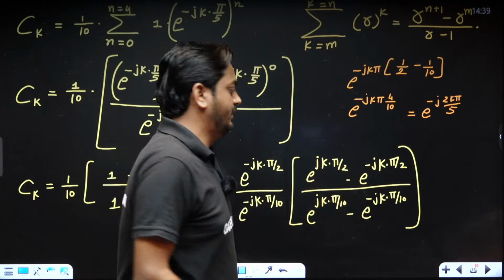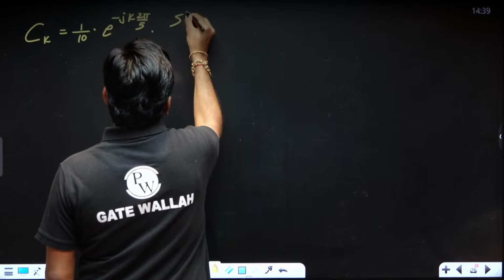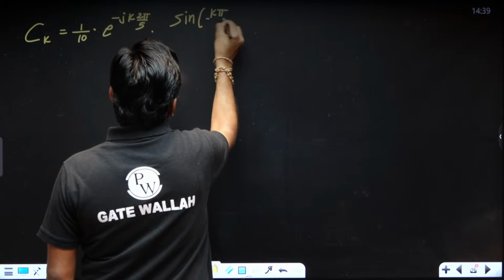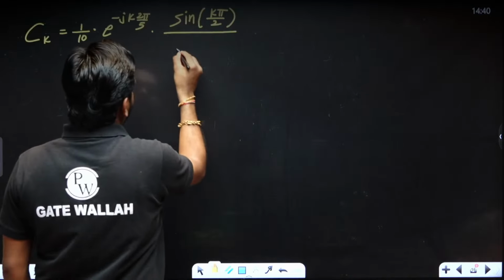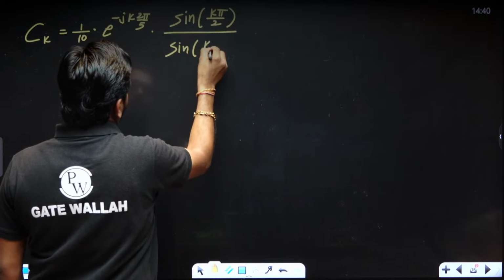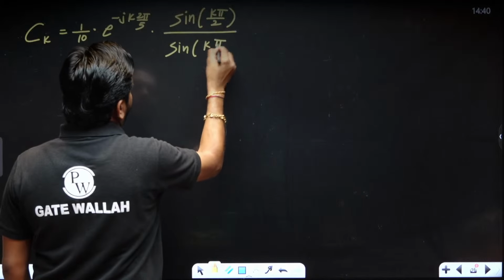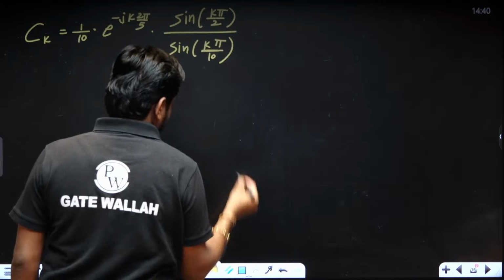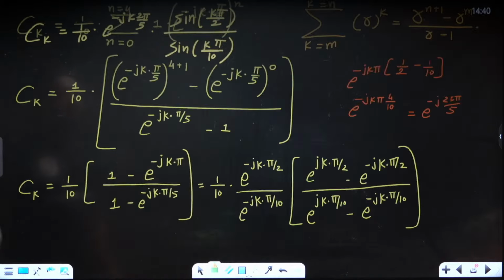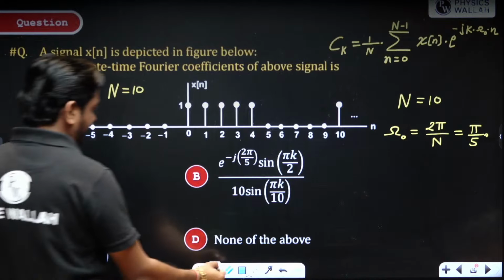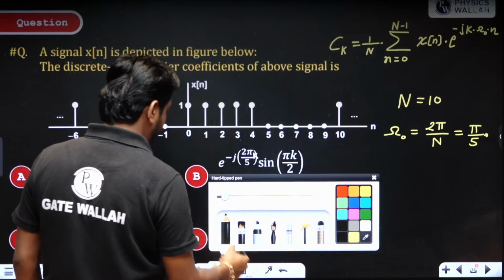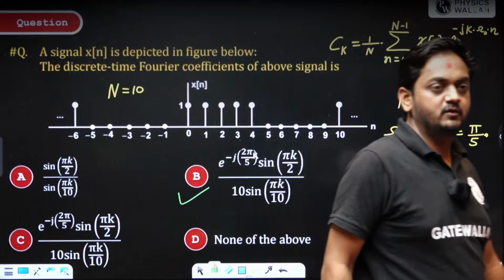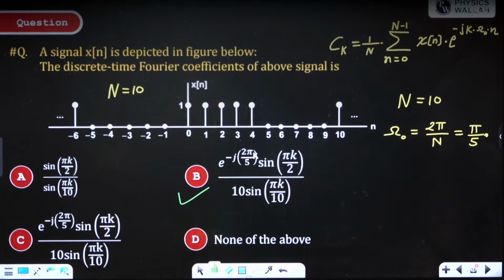And this will convert into e power j theta minus e power minus j theta. So sine k pi by 2, here also multiplying and dividing by 2j, e power j theta, so sine k pi by 10. Now please check once which option is the right answer. So option B, guys, but here k is missing. Option B, here k is missing, correct? So here option B, guys. This type of question we can expect in the GATE exam, correct?